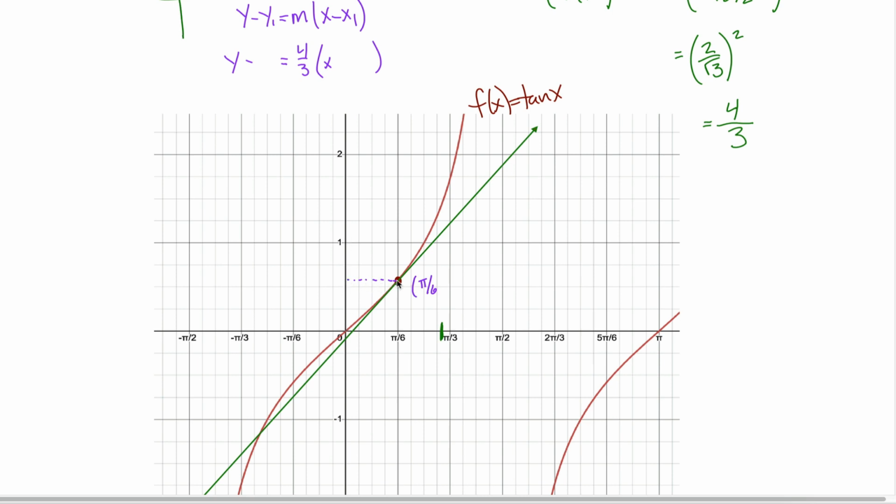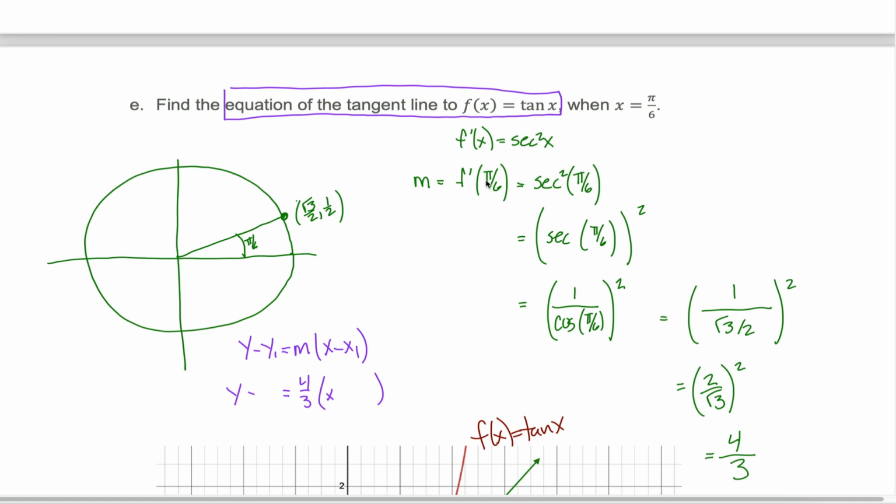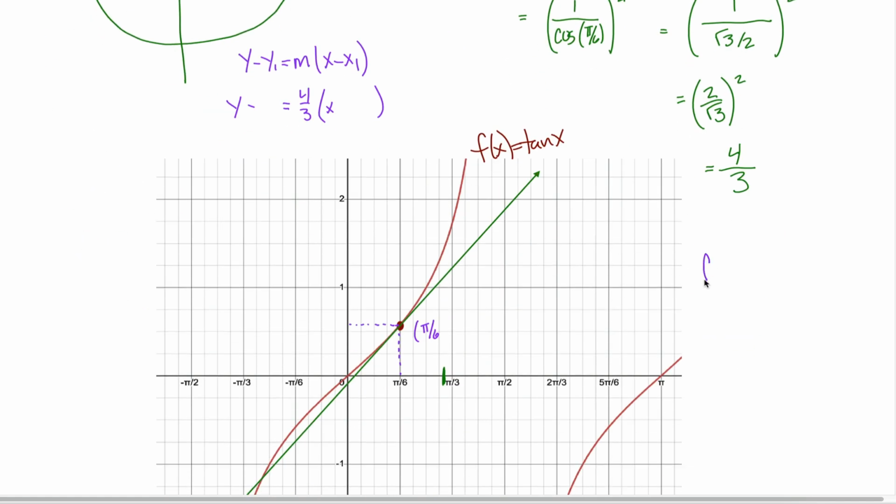How can we figure out the height of this brown dot? Well, we know that this brown dot is on the graph of f of x equals tangent of x. So all we've got to do is take this pi over 6 and put it into this machine and see what comes out. That'll give us the y-coordinate. What I'm saying is just like we had to evaluate f prime of pi over 6, we also have to evaluate f of pi over 6.